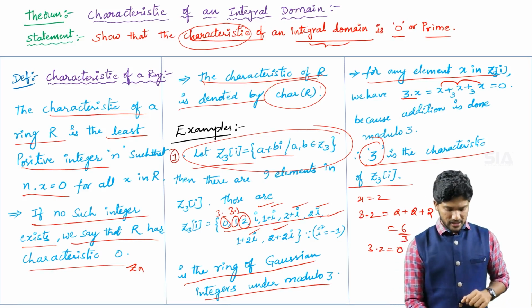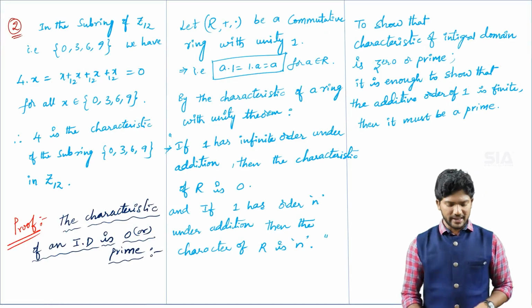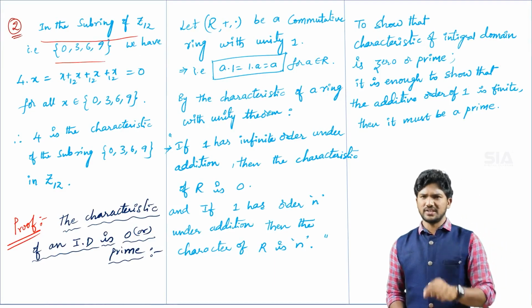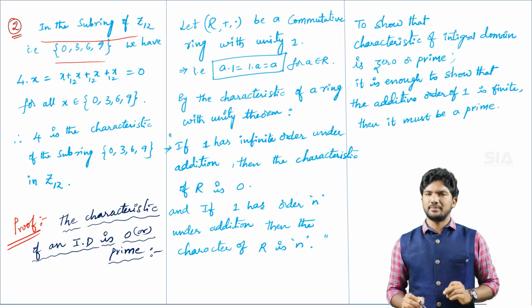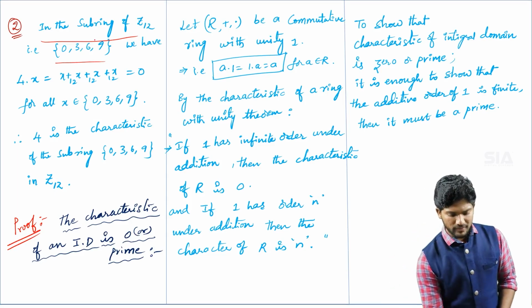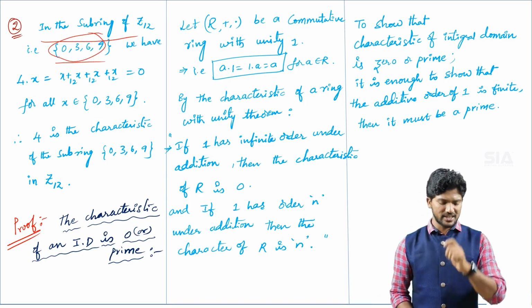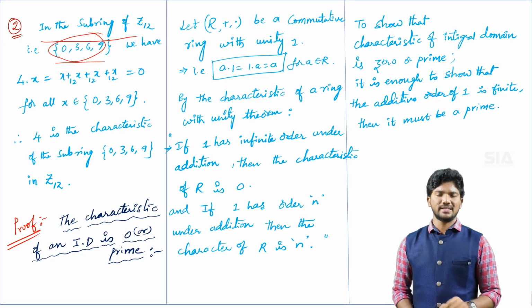Okay, so that is the first example. Now you can see the second example. Now I am taking another example. In Z suffix 12, you know very well, from 0 to 11 there are a total of 12 elements. Out of them I am taking one subring: 0, 3, 6, 9. Just imagine it as a subset. There is one common property between all the elements in that subring.